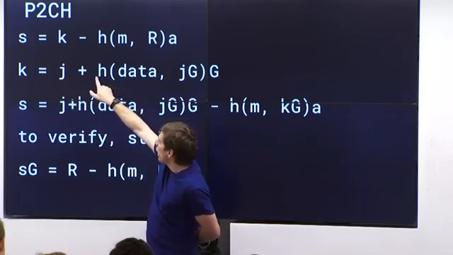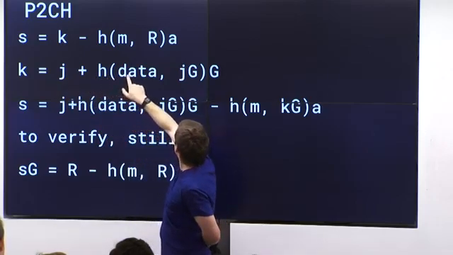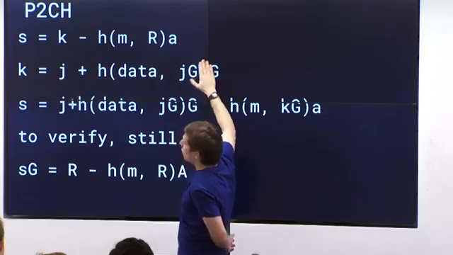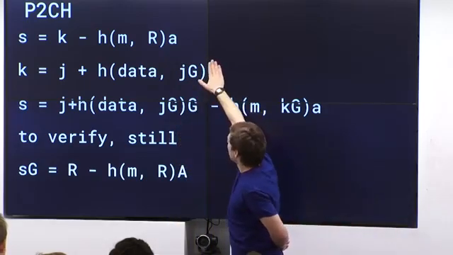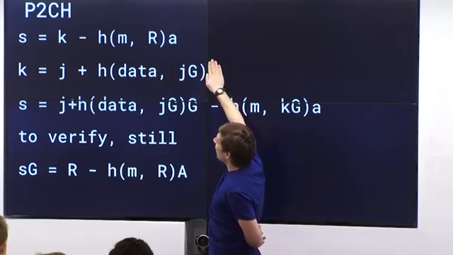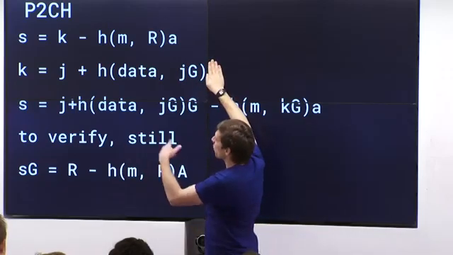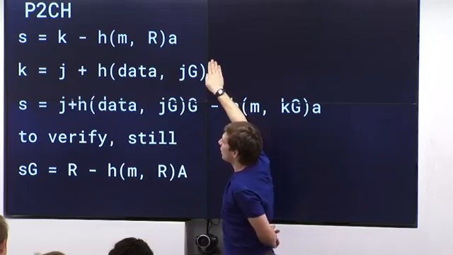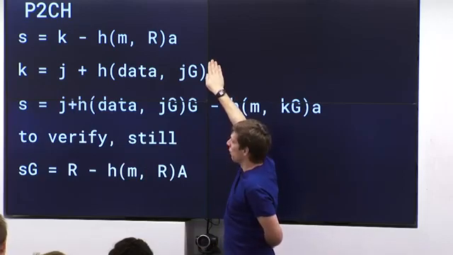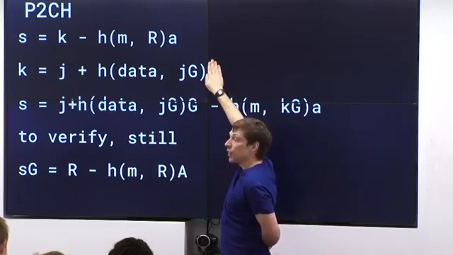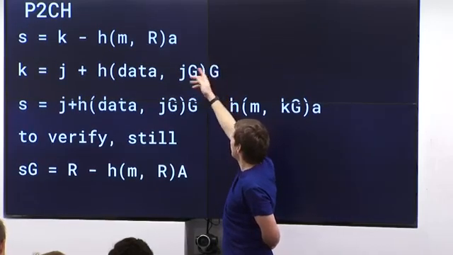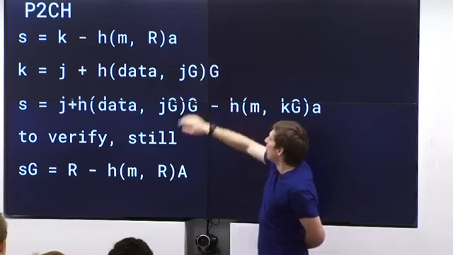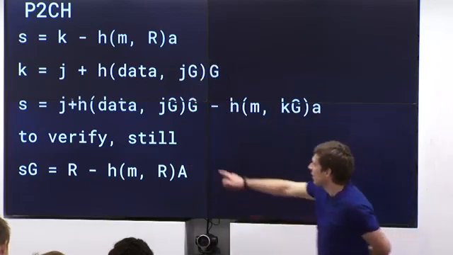And then I'm going to add the... oh, no. There's no G there. Shoot. Anyway, G should be there. Sorry. So I redefine K as J, which is an actual random number, plus the hash of the data I want to commit to, and J times G. I think you get the idea. That should have been there.